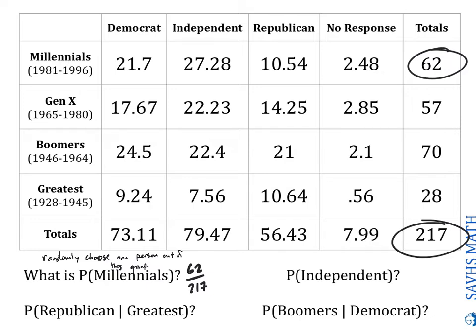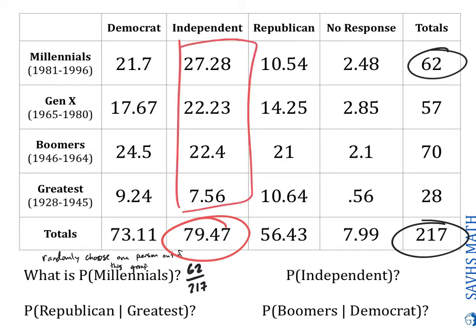Similarly, we can look at just the people who are independents, and that's this whole column. All of these people are independent, and that means that the probability that you randomly choose somebody and they are an independent voter is 79.47 out of 217. So the same total still.